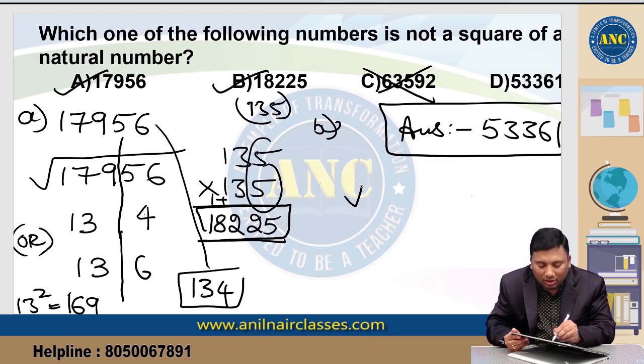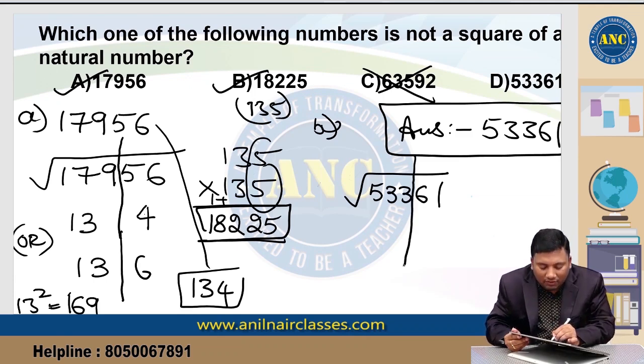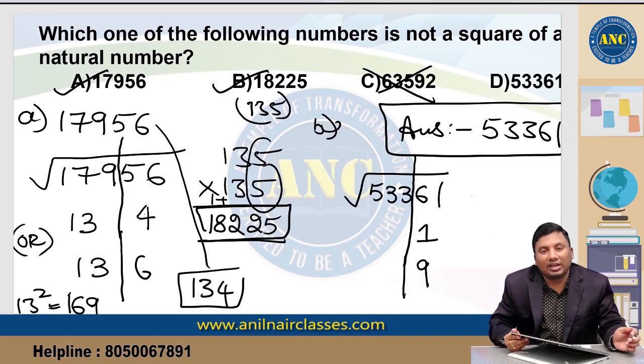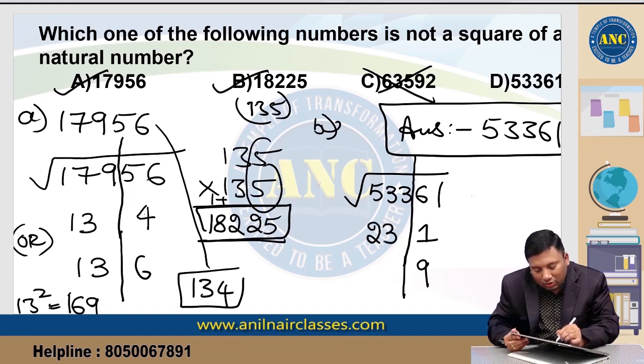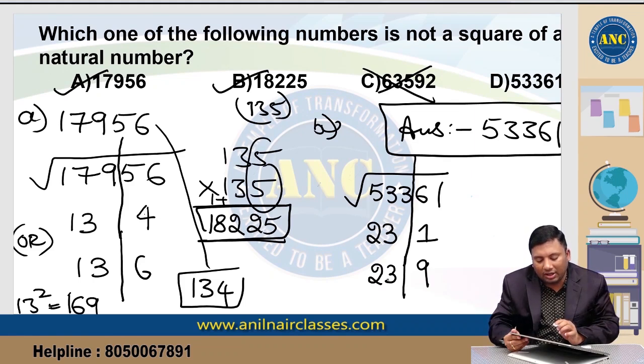If you want to solve also, you can solve. Square root of 53361: keep a slash after two digits. 1 square is 1 and 9 square is 81. 533 means where will it be? 21 square is 441, 22 square is 484, 23 square is 529. So 231 and 239. You can check if the digital sum is matching.